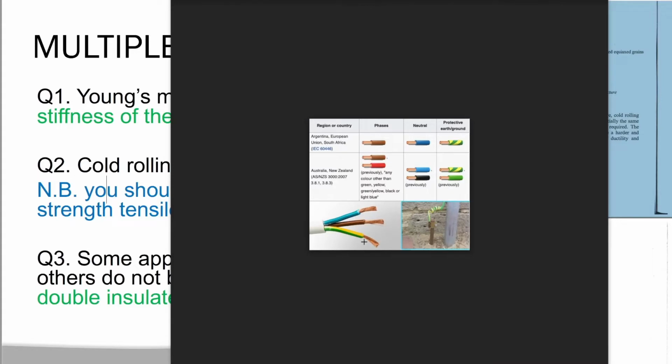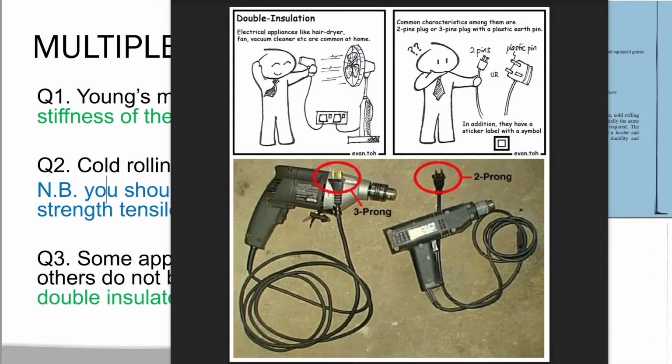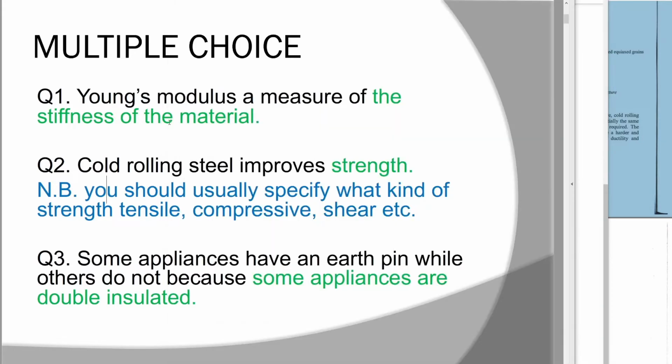Okay, so in Australia, not all of our outlets have 3 pins. The yellow and green pin goes to an earth pipe, but not every appliance uses that. So we have 2-prong and 3-prong devices. If we have double insulation, we only need 2 prongs, but if not, it needs to be earthed. So that will be that.